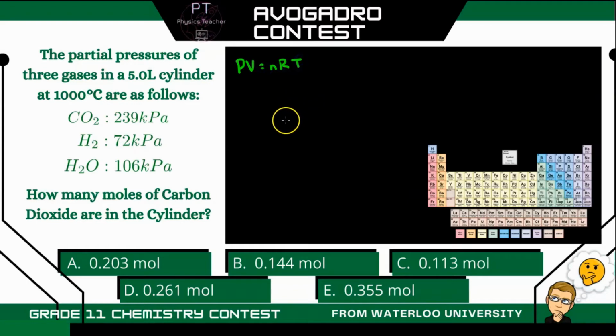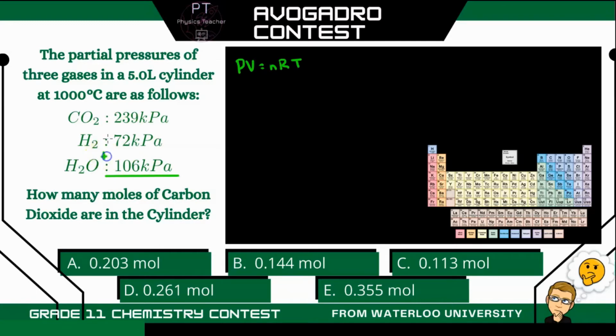However, that's not going to work, at least not yet, because since this container has 3 different gases, we don't actually know the volume that CO2 occupies. So before we apply the ideal gas law, we need to figure out the volume that CO2 occupies. To do that, we're going to start by adding up all the pressures to figure out what the total pressure is.